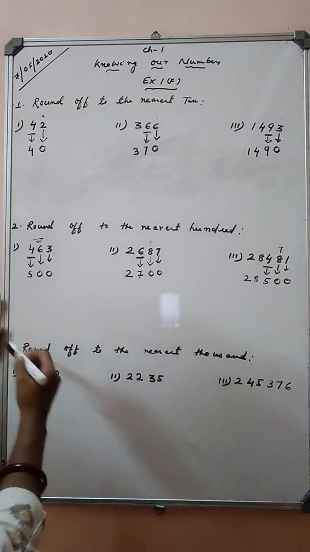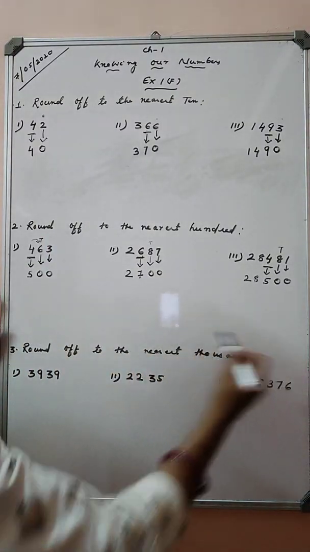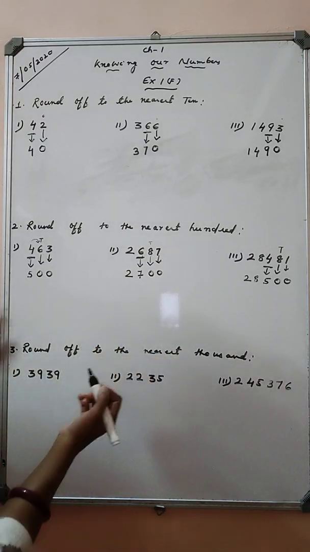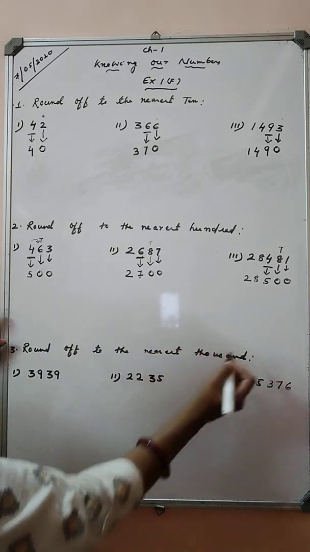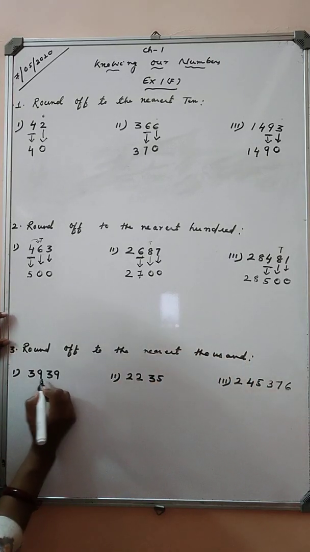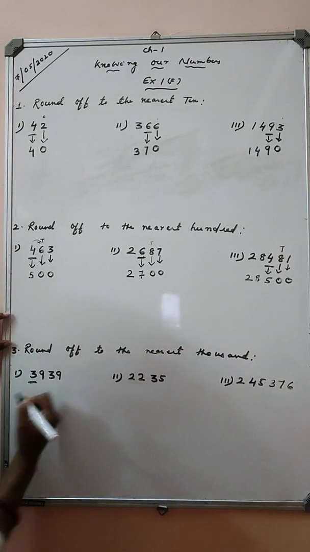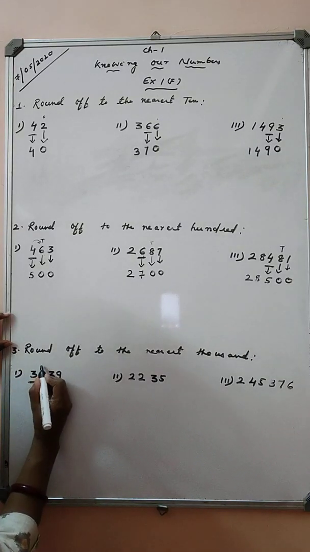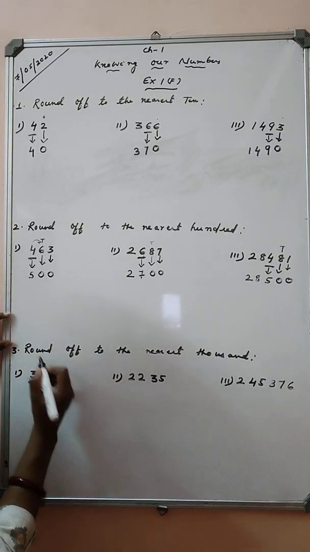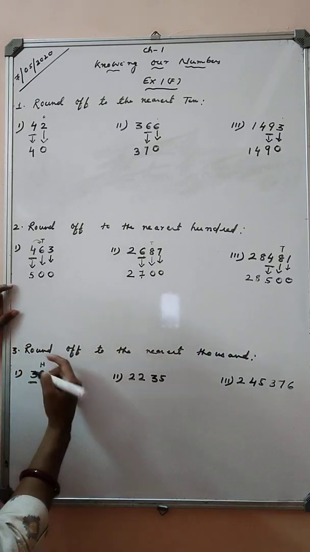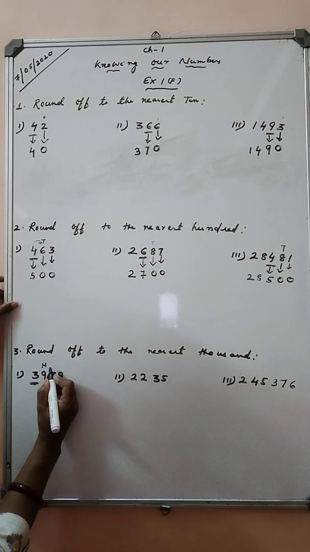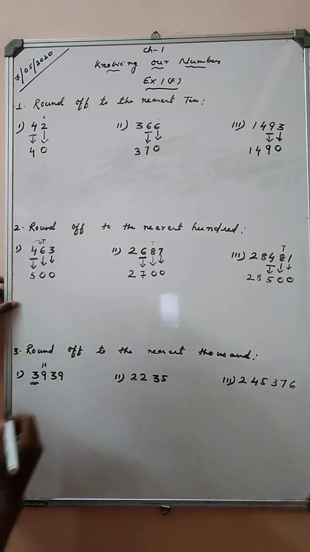Our third question, round off to the nearest 1000. Again, same process, only the places changed. Okay, round off to nearest 1000. This is ones, tens, 100, 1000. So this is our rounding place right now. So what we will do, students? We have to see the previous digit, that means digit at 100 place, because our question is round off to nearest 1000. So we have to see the previous digit, that is digit at 100 place.